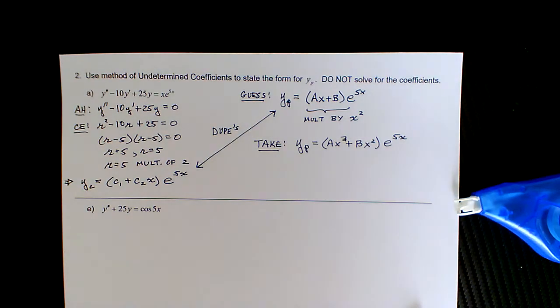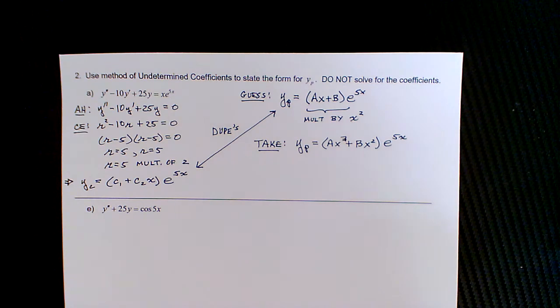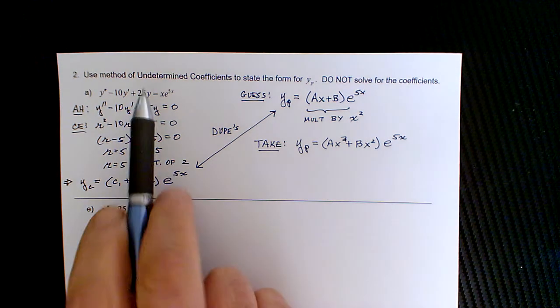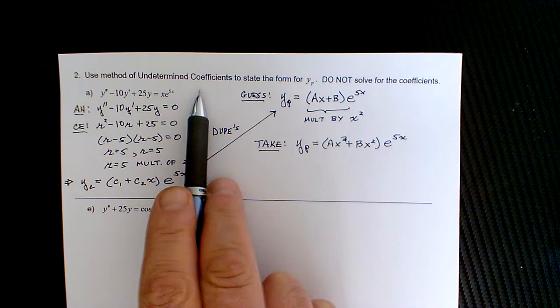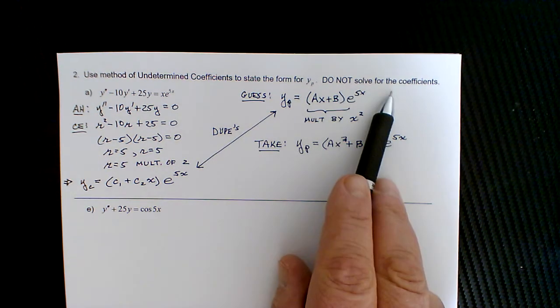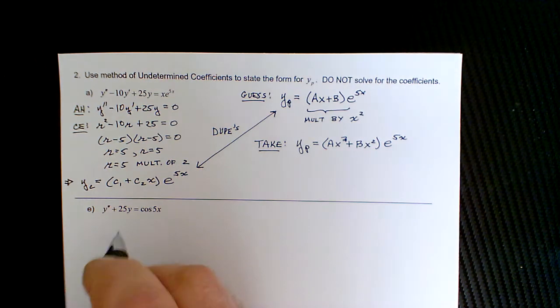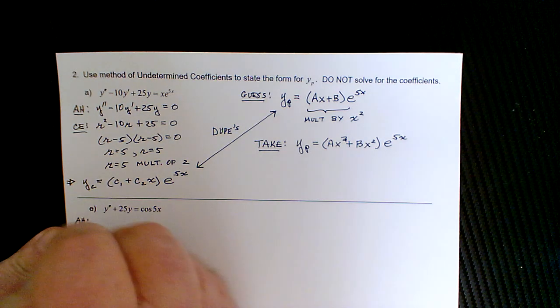Hello everyone, this is part 2 of our review for exam 3. We'll just pick up where we left off. We're looking at review questions on using undetermined coefficients to state the form for y sub p, not evaluating the coefficients at all. So our standard procedure, associated homogeneous.